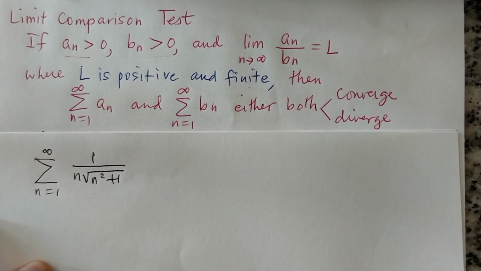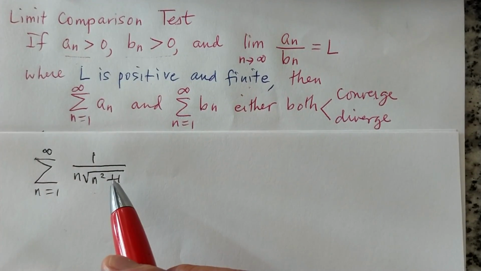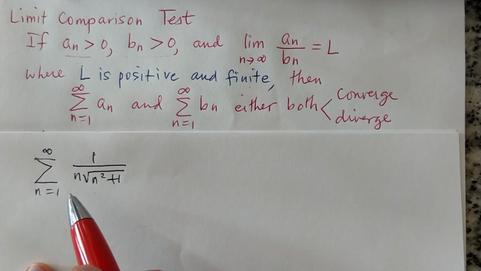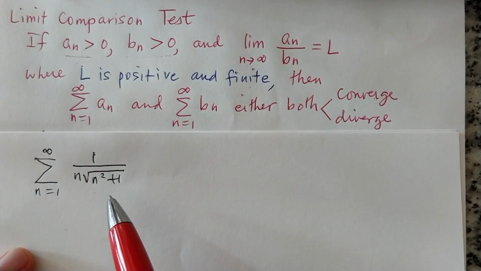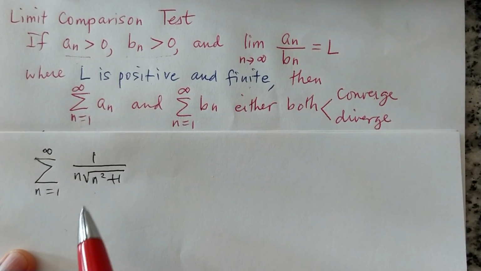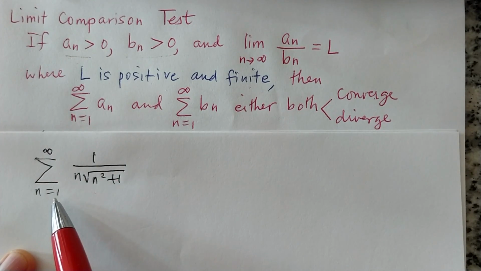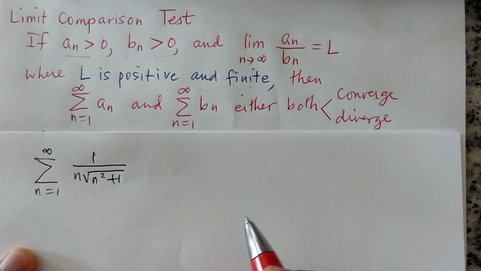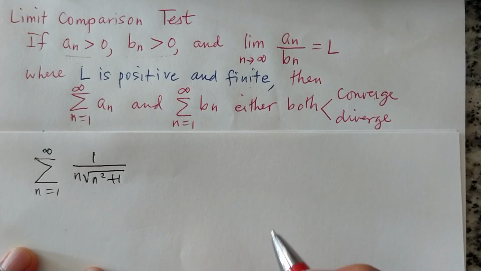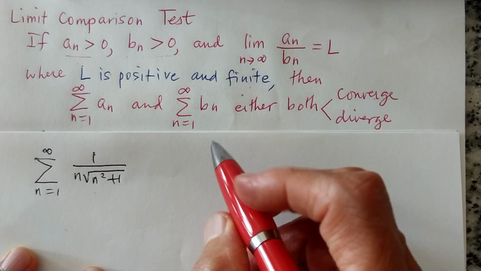Another example of limit comparison test. So here we want to test this series given by 1 over n times the square root of n squared plus 1. We know that this is all positive because n is starting from 1. So we want to compare it with another series whom we know is also positive.